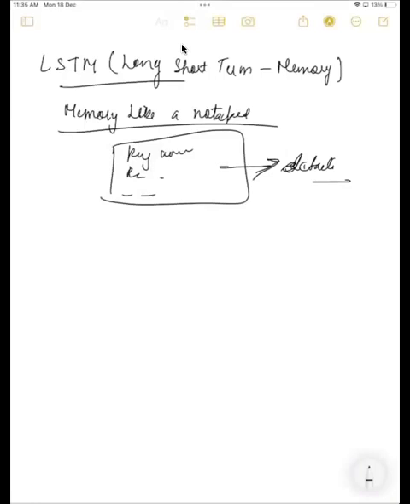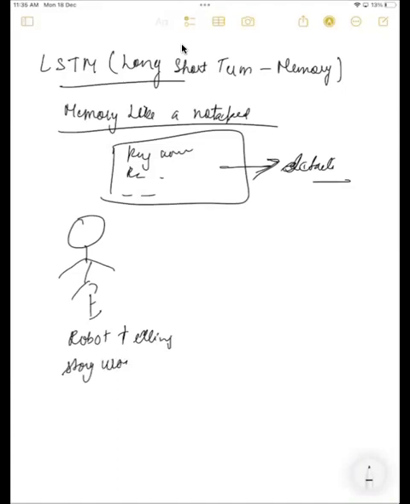Another example of LSTM: we have a robot telling a story word by word. In this long short term memory, we have two types of memory. One is the short term, another one is the long term.